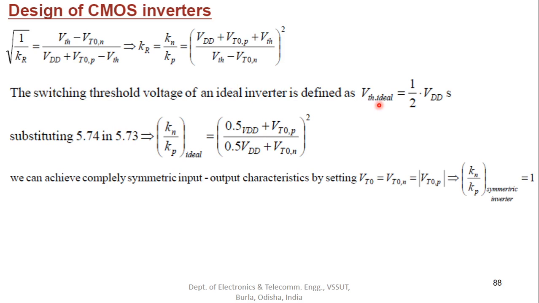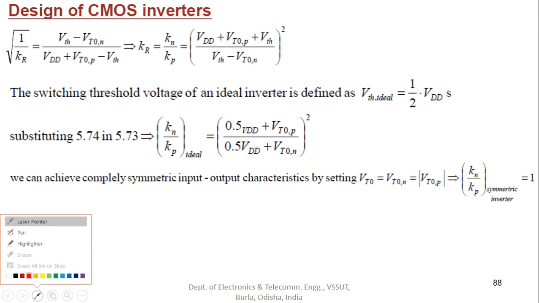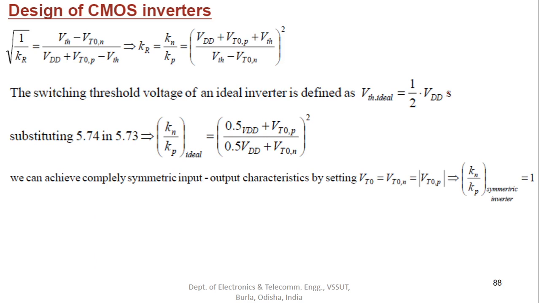We know that the switching threshold voltage of an ideal inverter, VTH for an ideal inverter, is nothing but VDD by 2. Ignore the extra S here. So this is VDD by 2: if VDD is 5, it becomes 5 by 2, that is 2.5 volts, somewhere in the middle for the ideal inverter. And putting this condition in this equation, we can get the ratio Kn by Kp for an ideal inverter.